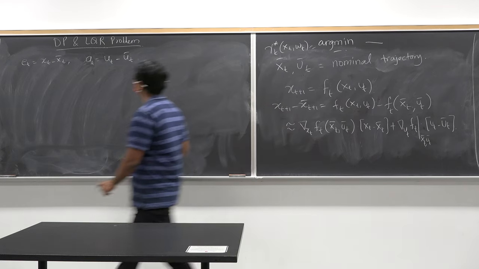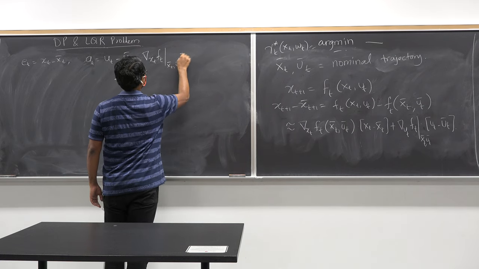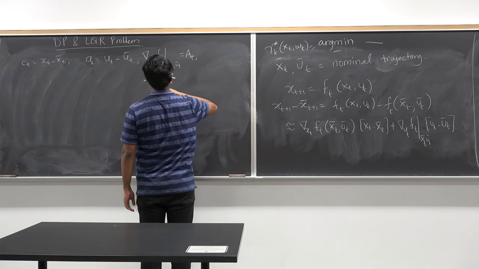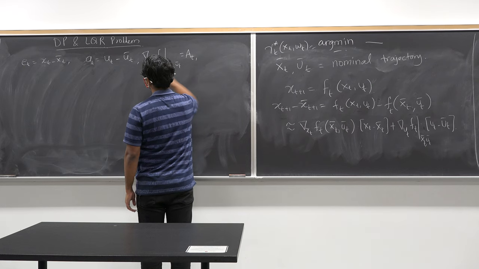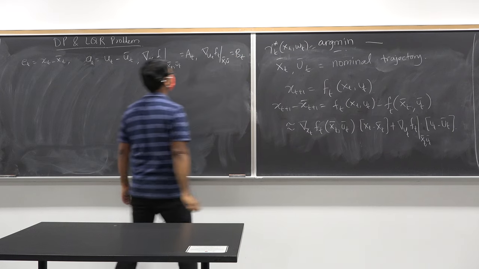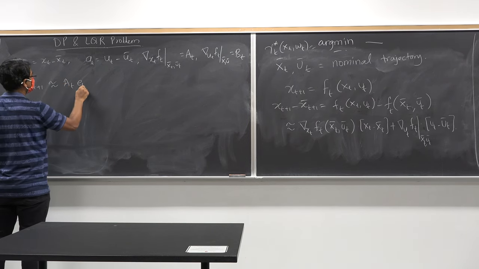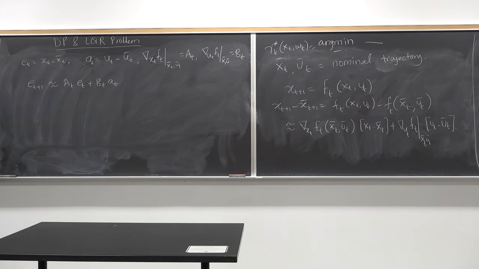I'm going to rename the gradient of x_t f_t. Let me call this A_t. I'm again in a fix. This is capital A, this is small a. It's fine. Let me call that v_t. So what I see is I can write the expression approximately like this, okay, so I have this expression for the error, which is the difference between the true trajectory and the nominal trajectory.